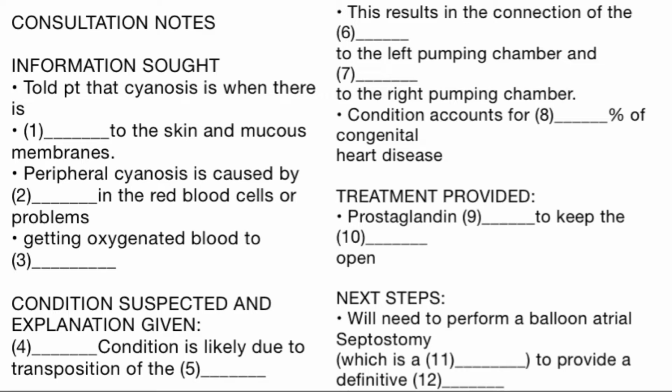Hello, Mrs. Sanders. I'm the doctor in charge. I just wanted to let you know what's happened and answer any questions you may have. What is cyanosis? Is it an infection? Not quite. Cyanosis refers to a bluish colour to the skin and the mucous membranes. Peripheral cyanosis is when there's a bluish discoloration to the hands or feet. It's usually caused by low oxygen levels in the red blood cells or problems getting oxygenated blood to the body.